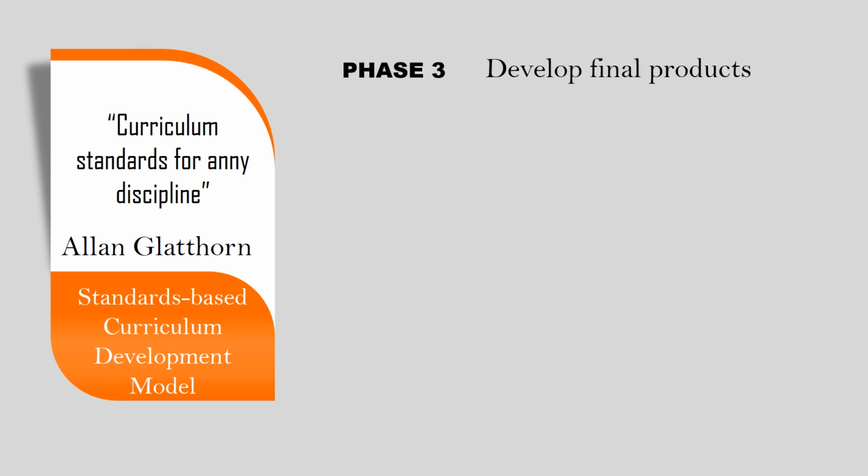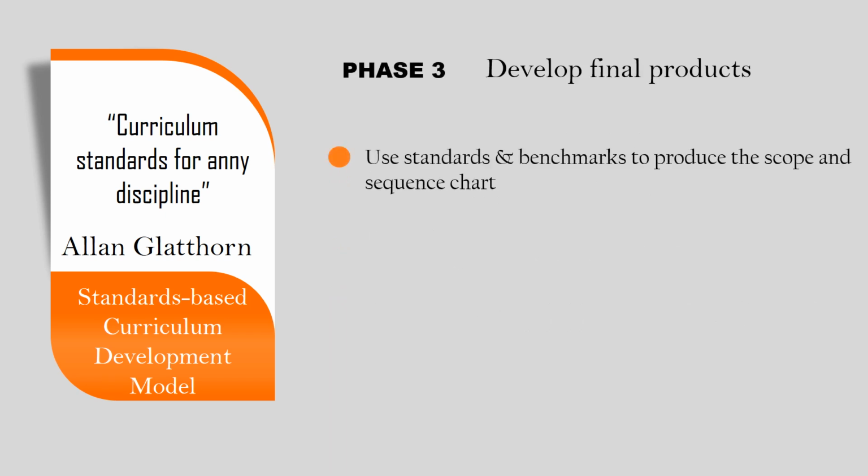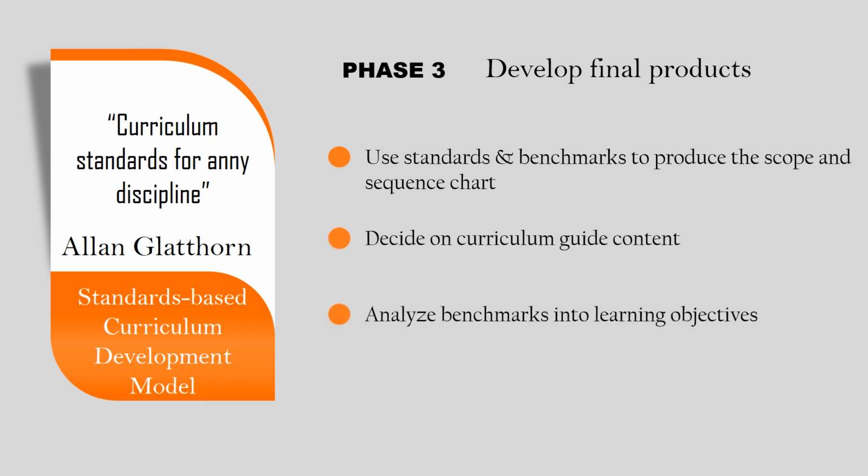Phase 3. Develop final products. Use standards and benchmarks to produce the scope and sequence chart. Decide on curriculum guide content. Analyze benchmarks into learning objectives.